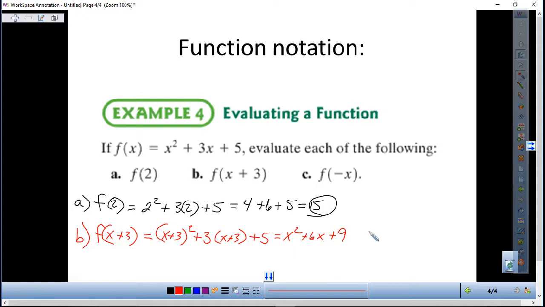Alright, distributing, of course, I'm just going to get plus 3x plus 9, and then my plus 5 is just kind of tagging along. So now simplifying down, I got x squared, nothing else to combine with it. 6x plus 3x gives me 9x. And then 9 plus 9 is 18, plus 5 gives me plus 23.